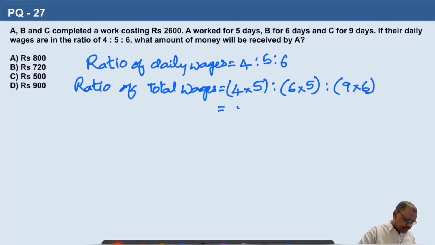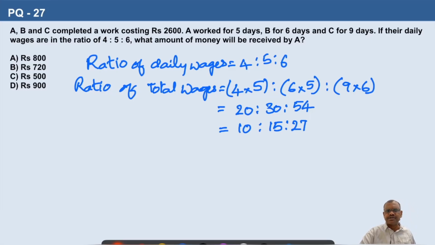So that is 20, 30, 54. Simplified further, divide all the terms by 2, 2 tens, 2 15s, 2 27s. So this is the simplest form of the ratio, 10:15:27. So what is the total amount? 2600. And we have to find out the share of A. Share of A. Total amount 2600.